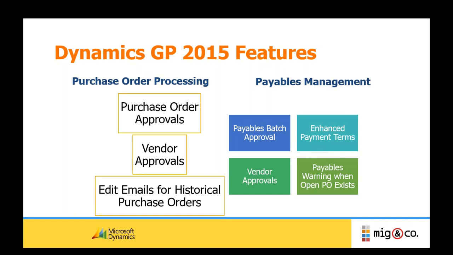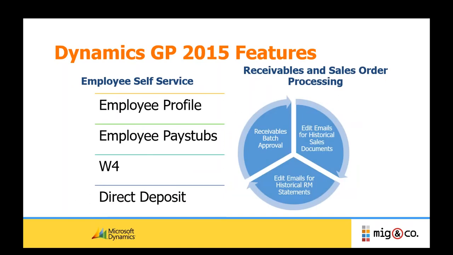And we now have a payables warning if we're trying to enter a voucher when there's an open PO that exists for that particular vendor. And that's to prevent us from entering a voucher when, in fact, we really should be doing that three-way matching from the purchasing module itself. So it's just a little warning. It's not that you can't get past it. It's just a, hey, did you know this could be a problem.